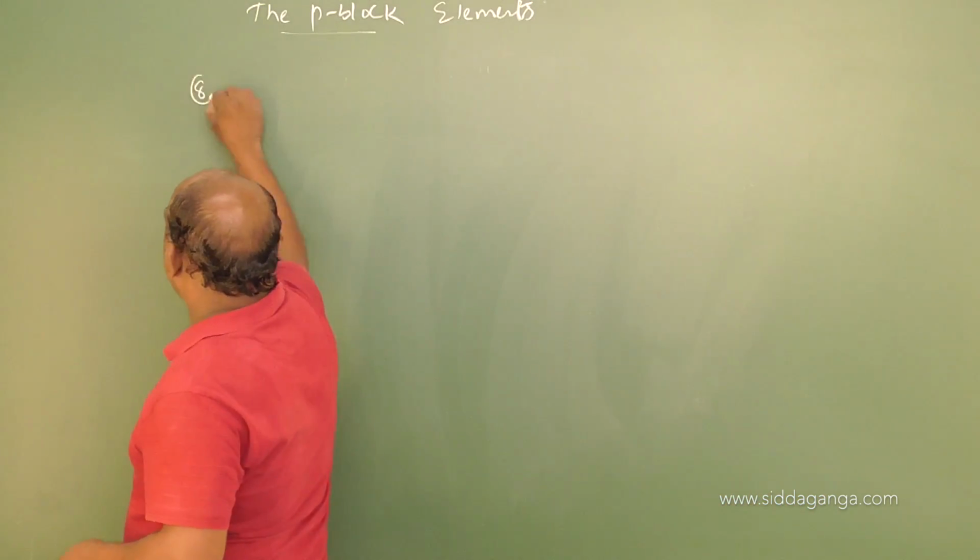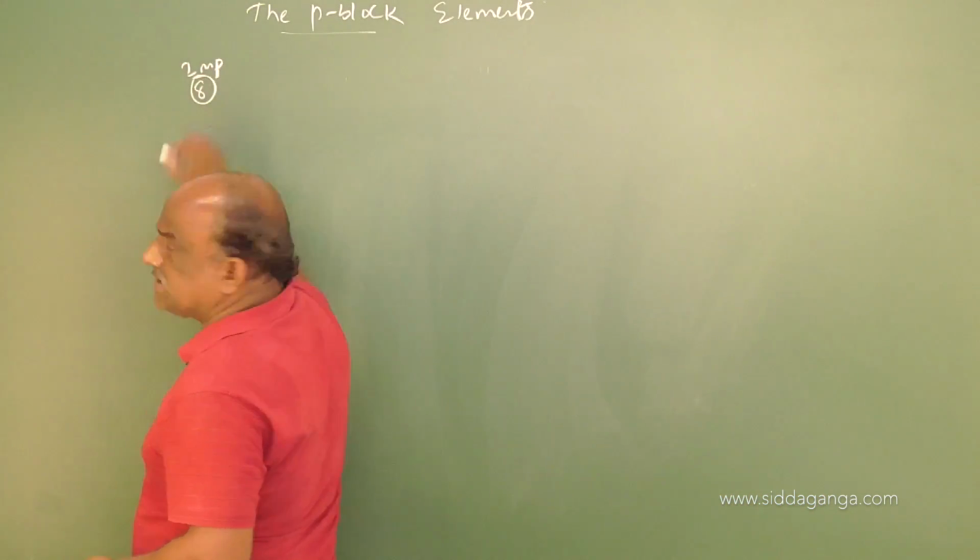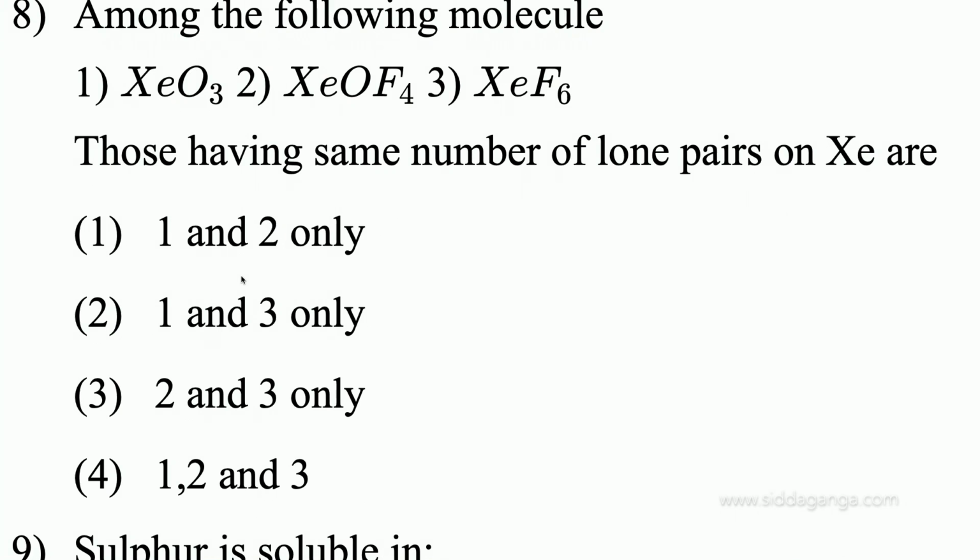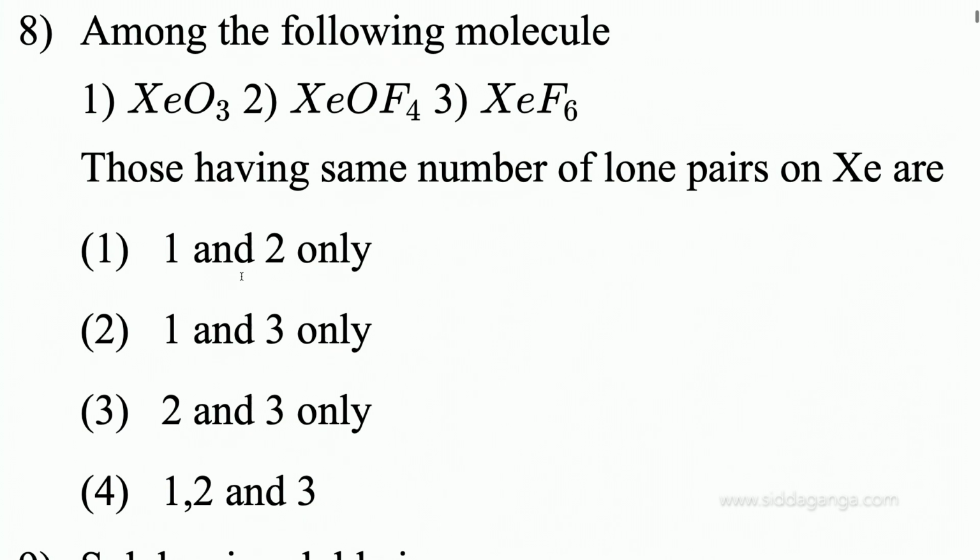Question number 8 is a very interesting and important question. For these types of questions you have to concentrate. Among the following molecules, XeO3, XeOF4, XeF6, which have the same number of lone pairs on xenon? So we have to find the number of lone pairs.